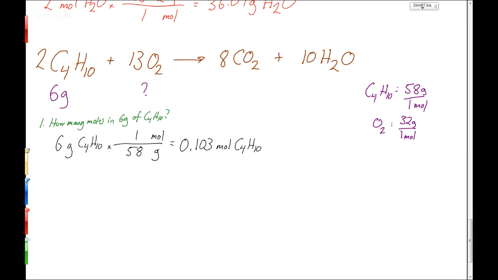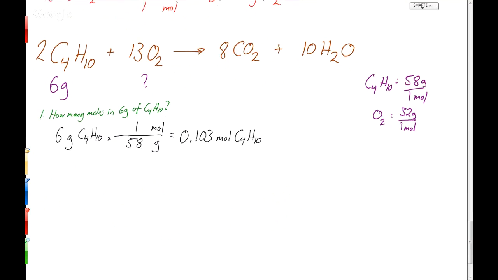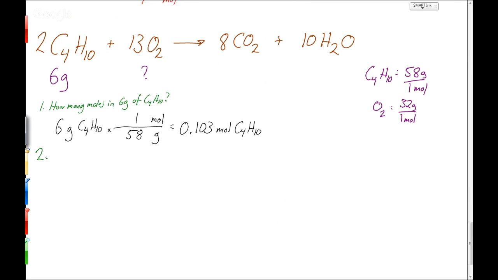Because the reaction, the way molecules work, requires counting, not weighing. So we have to go from a weight to a count, and the moles is a count. That's why we do that first step. Second step is, now that we know how many C4H10s we need to count, 0.1 moles, how many oxygens do we need? How many moles of O2 are then needed to react with that? How do you think we figure that out?